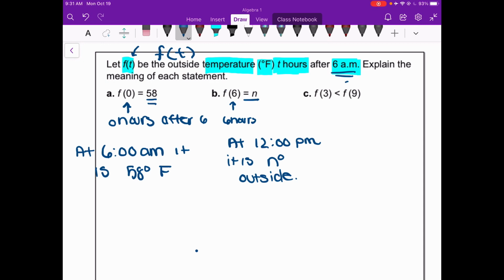Lastly, we have an inequality symbol here. So let's see what these functions represent and then talk about the meaning. 3 is 3 hours after 6 a.m. So this represents 9 a.m.